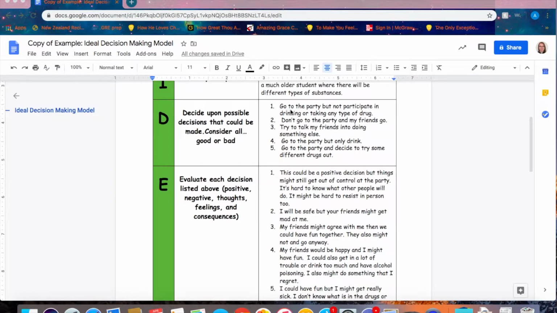Number 1, go to the party but not participate in drinking or taking any type of drug. 2, don't go to the party and my friends go. 3, talk my friends into doing something else. 4, go to the party but only drink. 5, go to the party and decide to try some different drugs out.